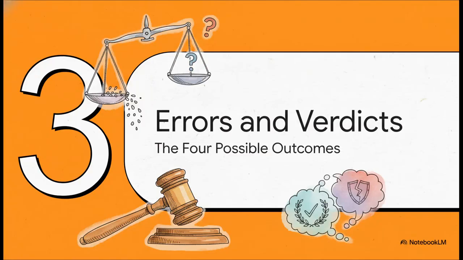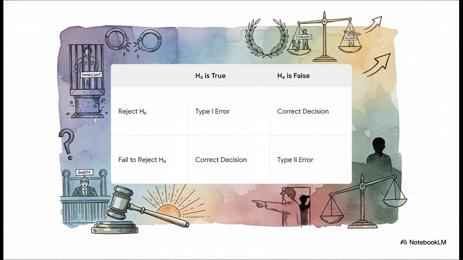All right, let's jump to the most intense moment, delivering the verdict. We've looked at all the evidence, our data, and now we have to make a call. But just like in any real courtroom drama, there's always a risk that we might get it wrong. So if you look at this grid, you can see there are really only 4 ways this whole thing can play out. 2 of them are great. We made the right call. We either acquit an innocent defendant or we convict a guilty one.